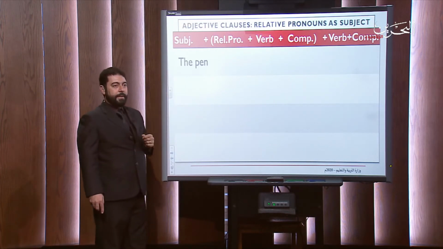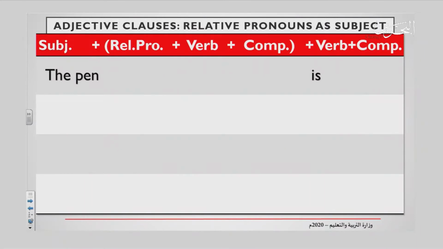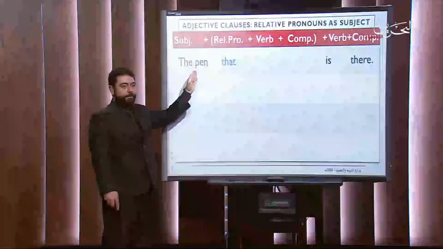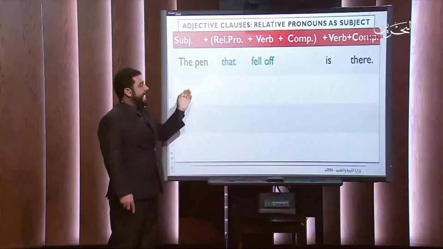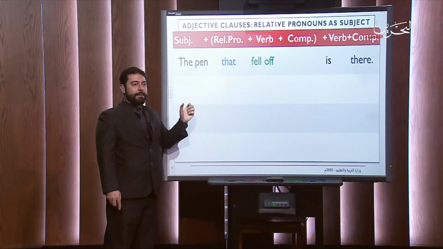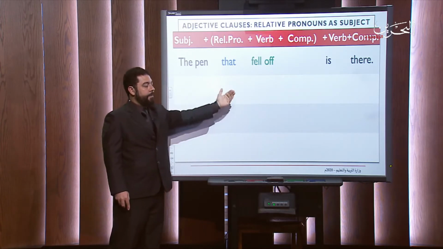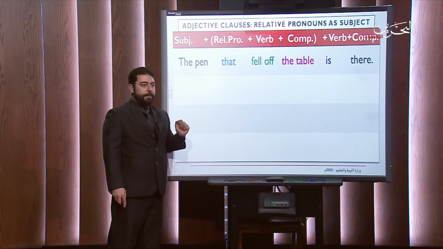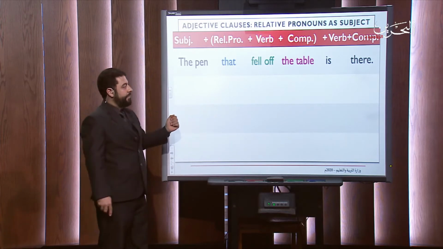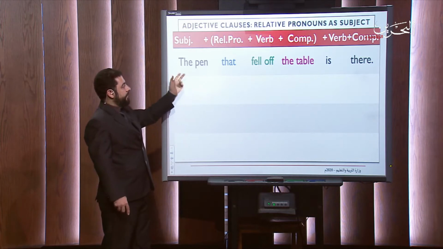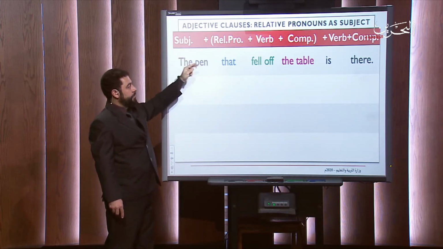So let's check. We have the subject, like the pen, and then we jump to the verb: is there. The pen is there is a perfect sentence, but I would like to add an optional adjective clause. So I use a relative pronoun, that. The pen that. Now I'm starting to describe the pen. I use a verb: the pen that fell off. But it's not a complete clause because I need a complement. I say, the pen that fell off the table is there. And with that, I have used a sentence plus an adjective clause within it.